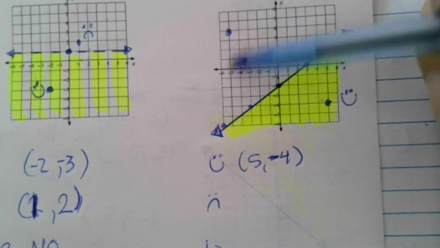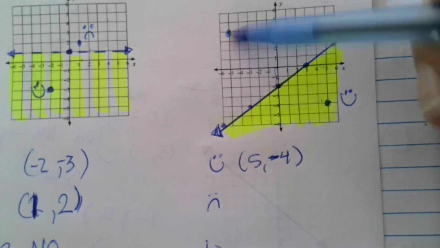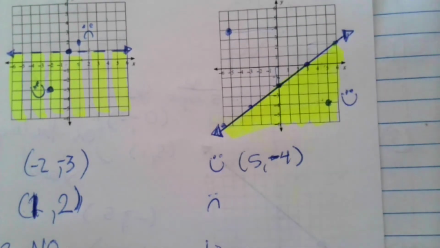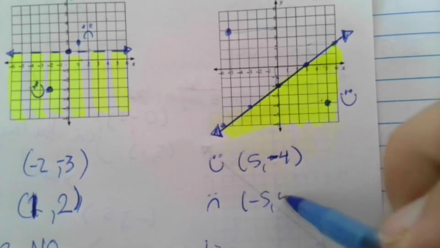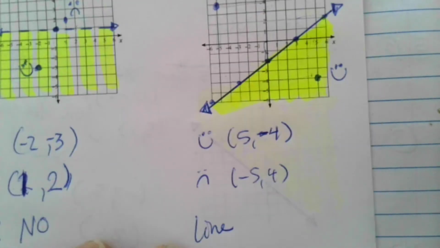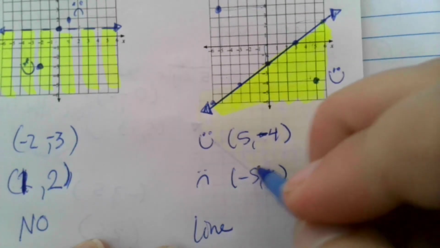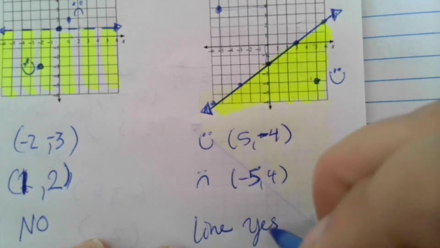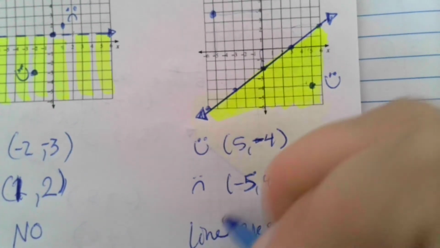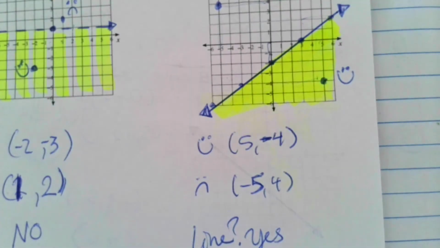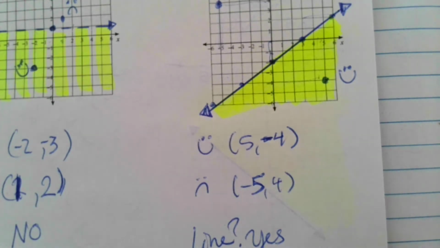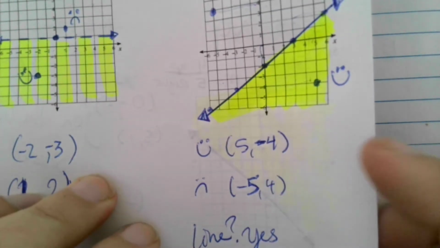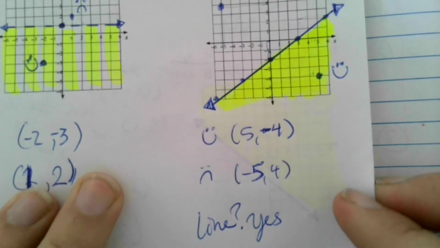Where's this guy at? I put it in basically the same spot, sorry. -5, 4. Can we use a line on this one? Yes, we can, because it's a solid. Is that making sense? Okay. Can we flip to the next page?